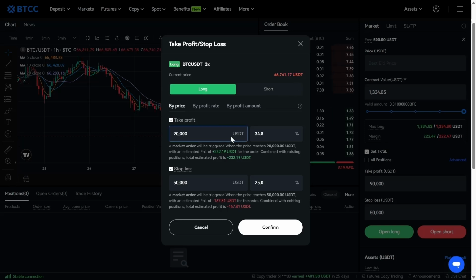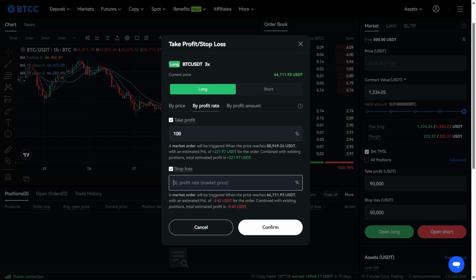We have by price, which is what we just did. We have by profit rate. This takes into account our 3x leverage. So let's say we'll be happy with 100% gain. This would put BTC's price around almost 89,000, and this would be the estimated profit we would be up.